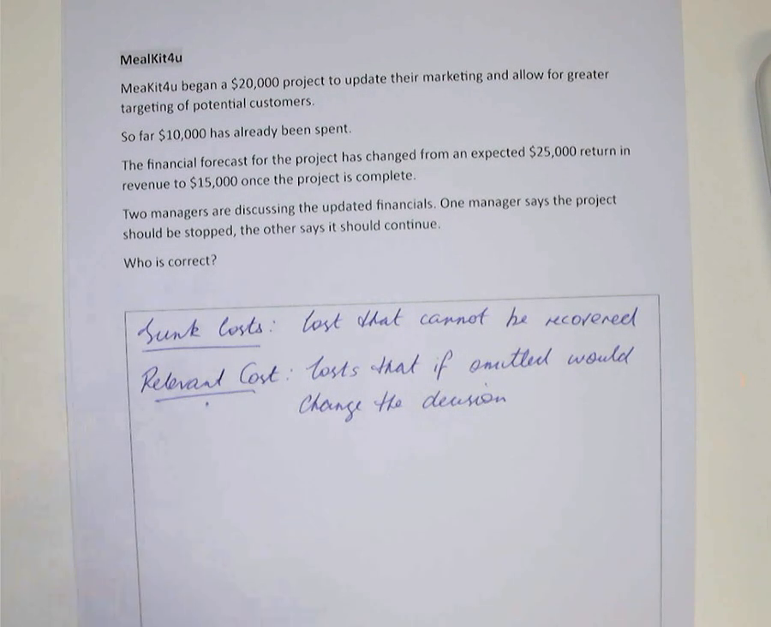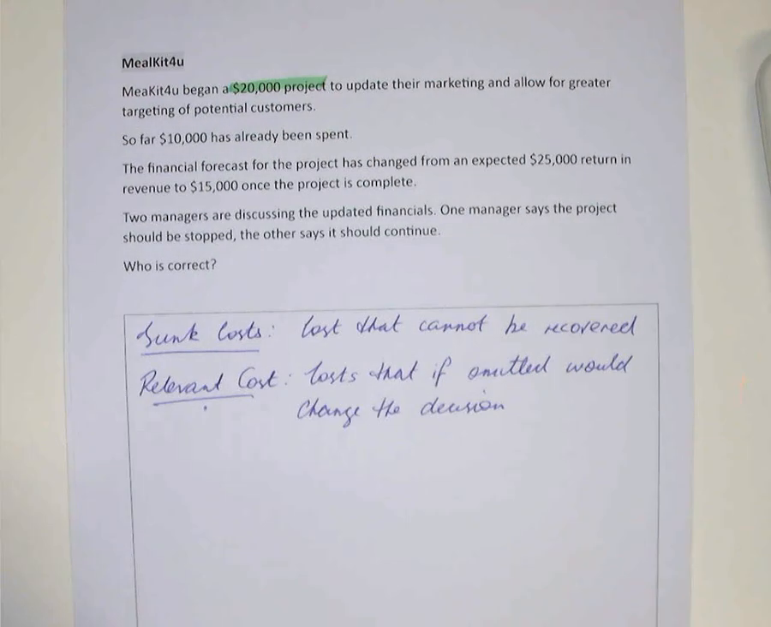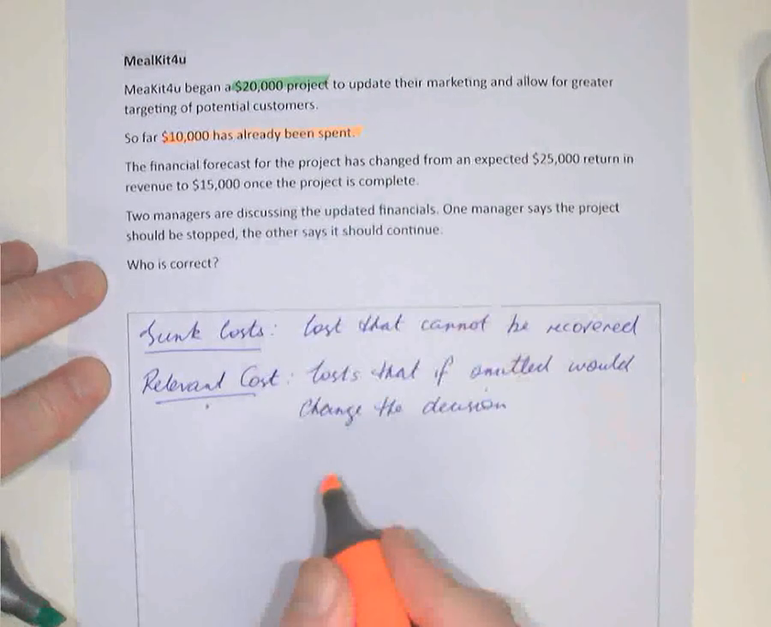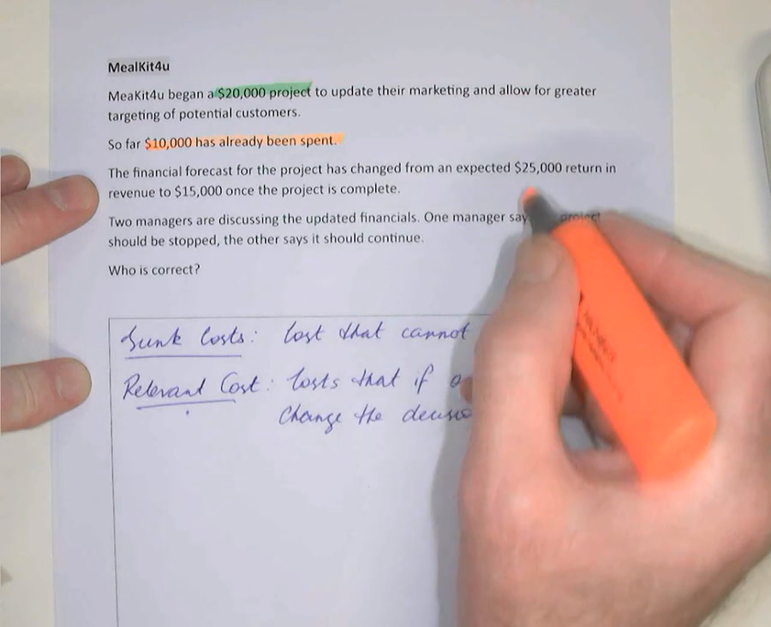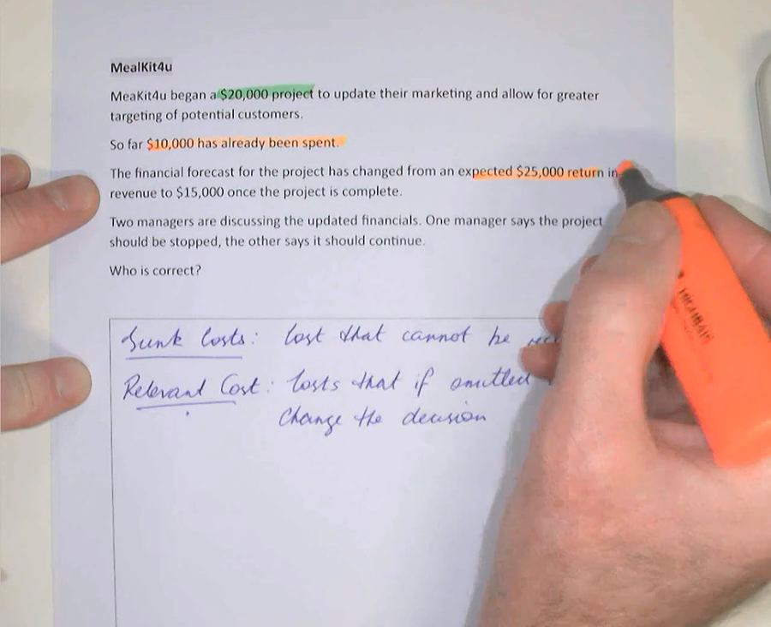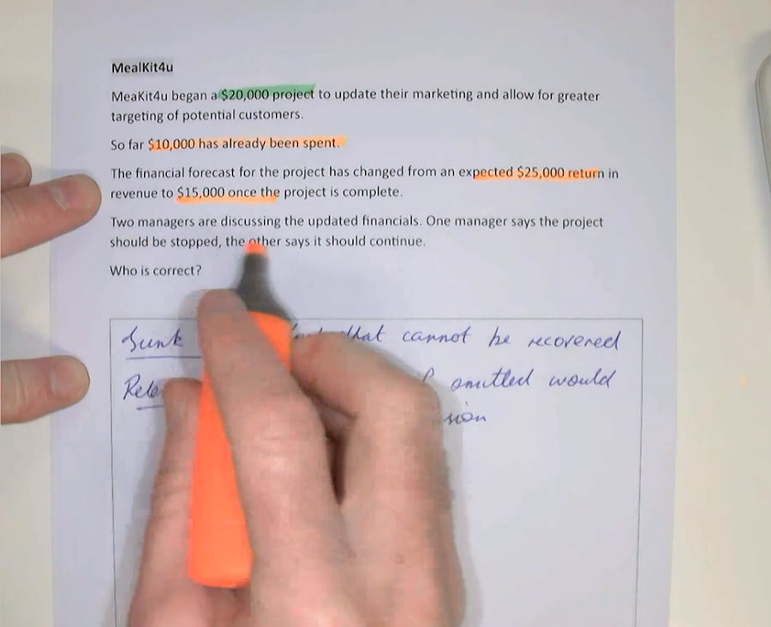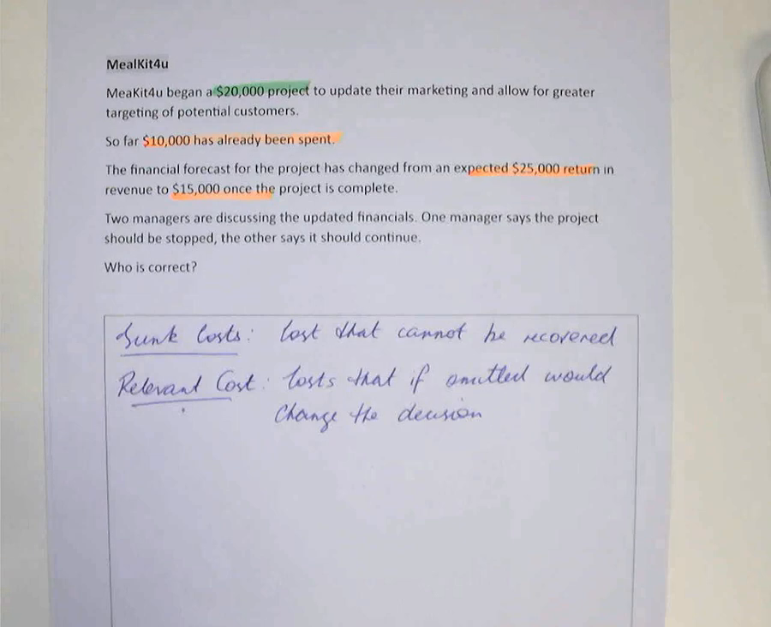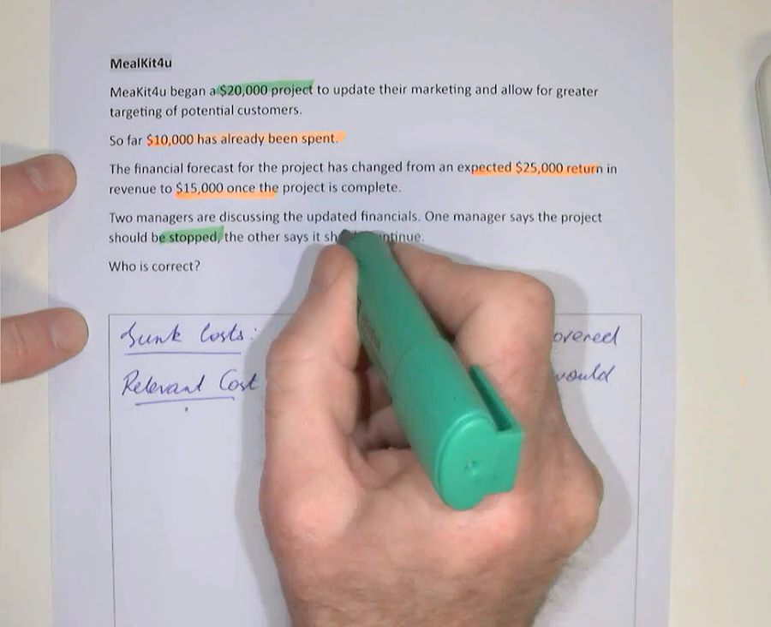So Meal Kit began a project to update their marketing, a $20,000 project to update their marketing, targeting potential customers. So far, they've already spent $10,000. The financial forecast for the project has changed from an expected $25,000 in revenue return, now down to $15,000 once the project is completed. Two managers are discussing the update of the financial. One manager says the project should be stopped, and the other one says it should continue.